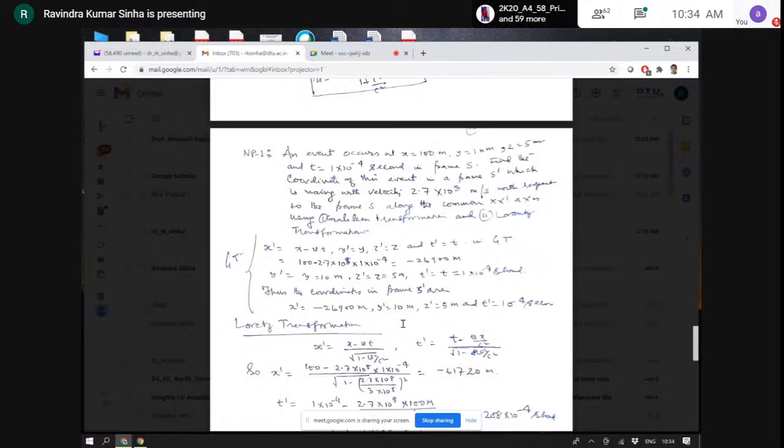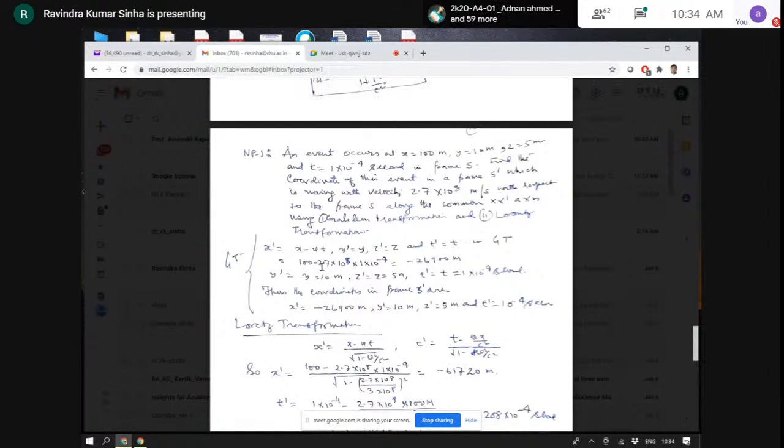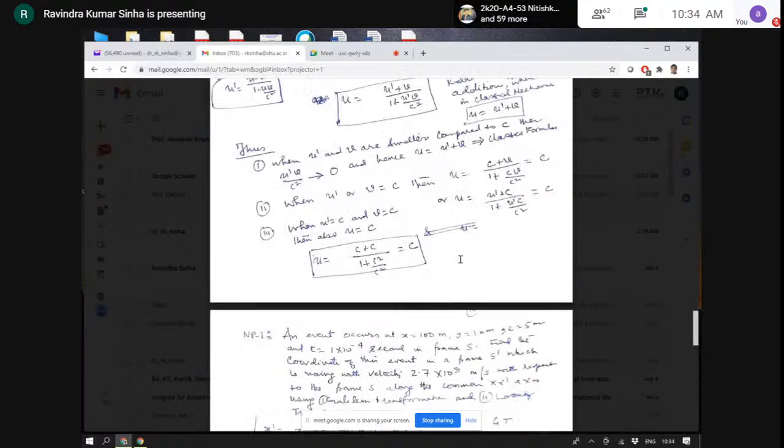Yes, sir. Okay, so thus you see that x dash is equal to x minus vt, isn't it? So this will be in the Galilean transformation. So x is what? 100 meter. V is this 2.7 × 10^8. T is this. So it will be coming minus 26,900 meter. Okay, it can be minus, just to check my diagram.